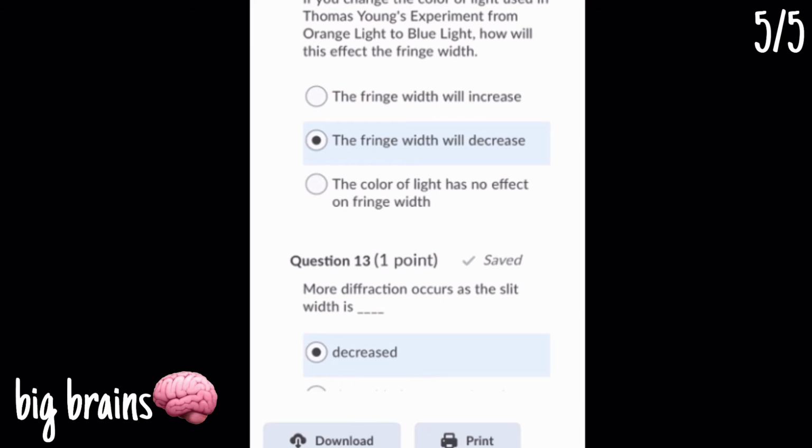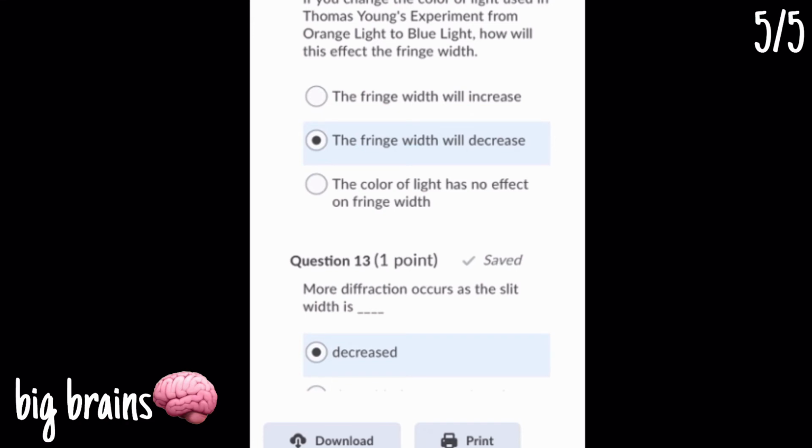Okay, so we know that orange comes before blue if we're going in order. Red, orange, yellow, green, blue. Which means that if we're going from red, which is the longest wavelength, to violet, which is the shortest, your orange is going to have a longer wavelength than your blue. So if you're going from orange to blue, your wavelength is going to decrease. And we know that wavelength decreasing will also affect your fringe width directly, so it would also decrease.